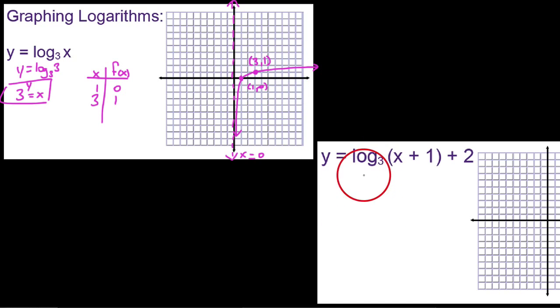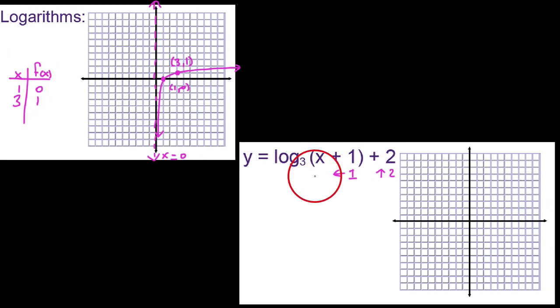So how would I sketch y equals log base 3 of (x plus 1) plus 2? What I can tell you is that this is going to go left 1 unit and up 2 units. These are the same transformations that we're always seeing. It's just that we need to put them together quickly with the parent function. Our parent function, y equals log base 3 of x, is the function you see here. We're going to shift everything left 1 and up 2.